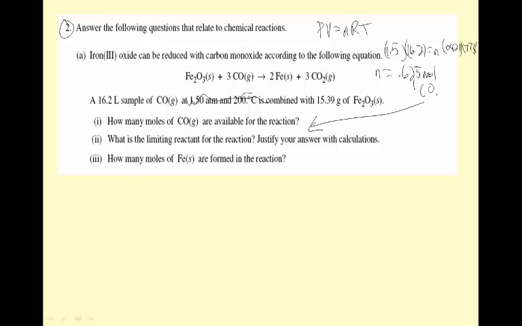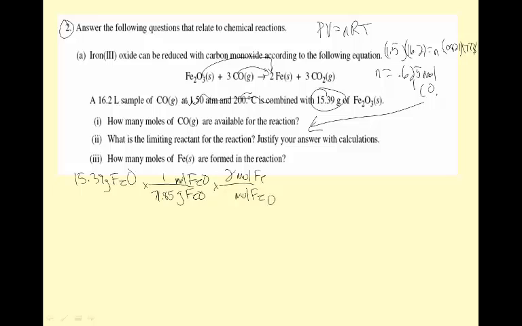What is the limiting reactant for the reaction? Justify with calculation. So what I'm going to do is take 15.39 grams of FeO and convert it into iron. Then I'm going to take my CO and convert it into iron. Times a dividing bar. Hey, 2 grams of FeO, and I'm going to go into moles of FeO. 1 mole, go to the periodic table. Iron is 55.85 plus 16 is 71.85. Then I'm going to convert my moles of FeO into moles of iron.